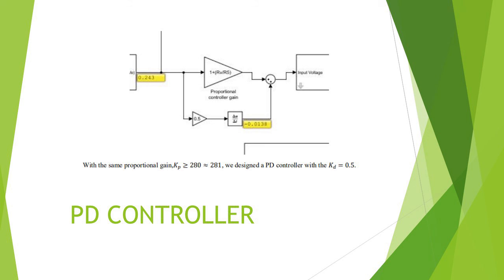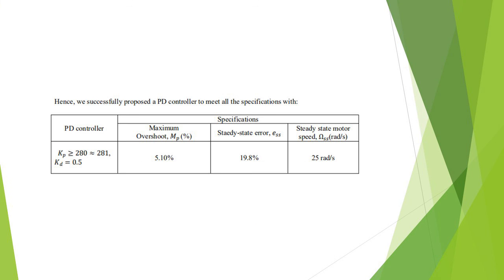So, we decided to use a PD controller to improve the stability of the plant by adding a derivative control to reduce the overshoot of the plant response. By using Simulink, we modified the model L2 as in the figure above. Using the controller proportional gain of 281 ohm, we managed to propose a PD controller which is able to meet all the specifications that we required. The values of the specifications are stated in the table above.